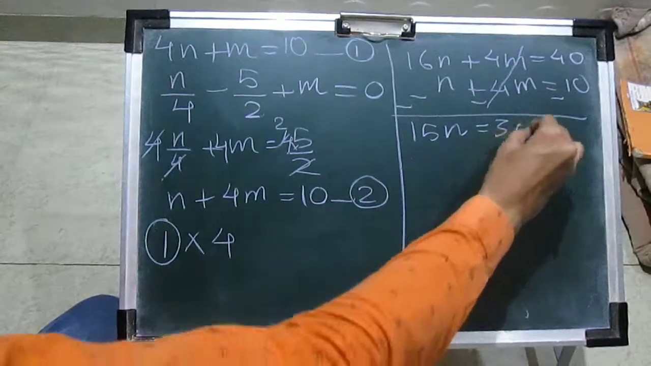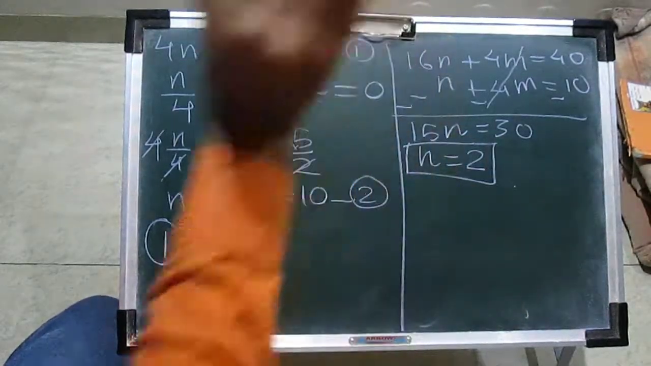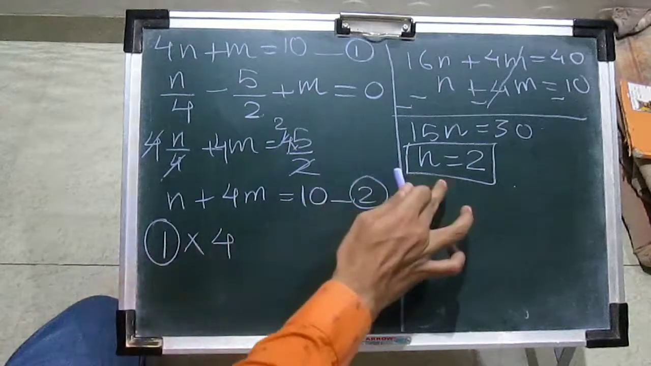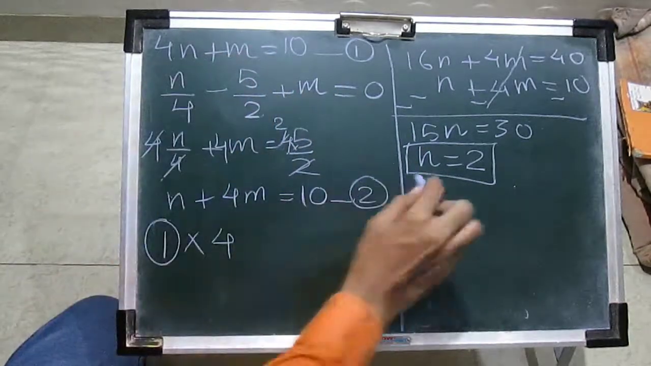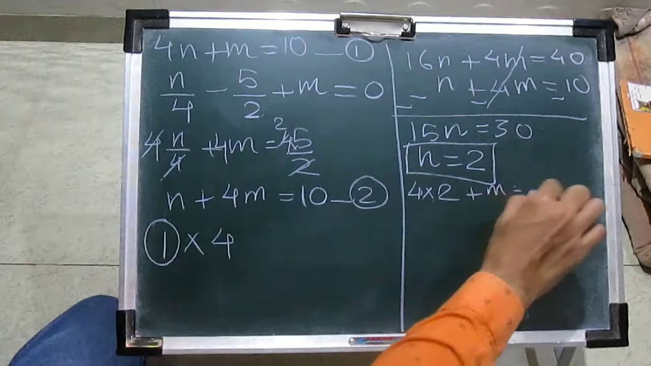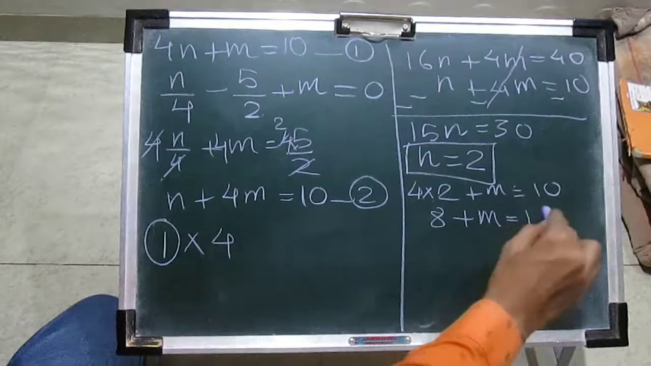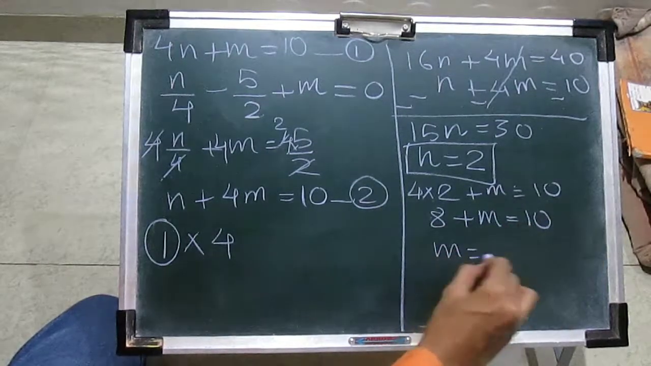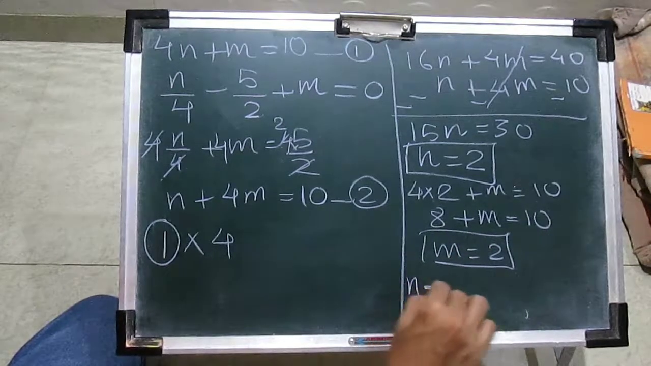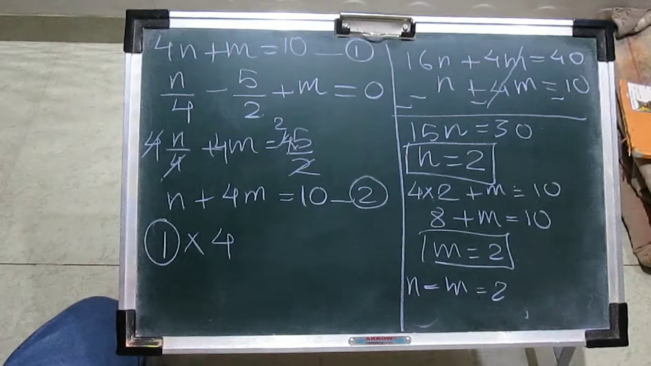So the value of n is 2 that we wanted. We want both of them to be equal to 2. We got one of them equal to 2 right now. So I use this value in equation number 1. What I get is 4 times n, that is 2, plus m is equal to 10. So 8 plus m is equal to 10. So what is the value of m? m is also 2. So finally what they have asked, we got n and m both are same and equal to 2. Okay, so this way we prove question number 12.